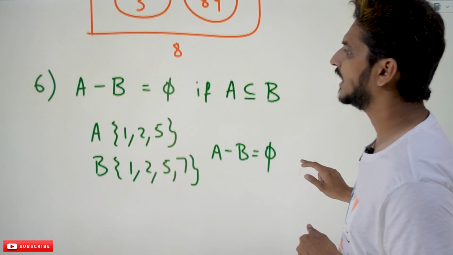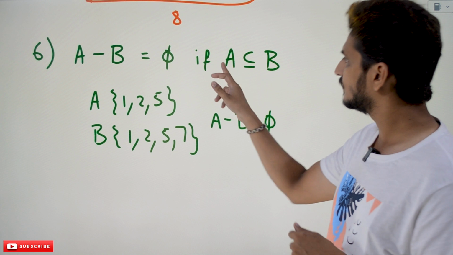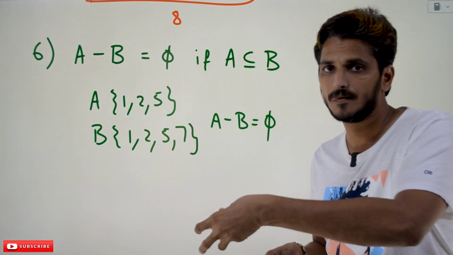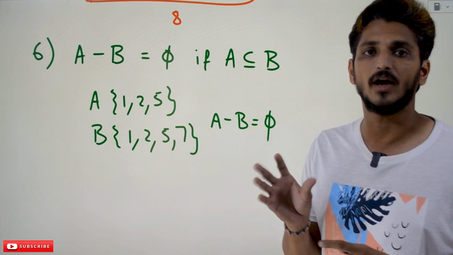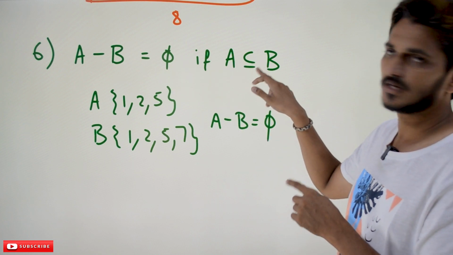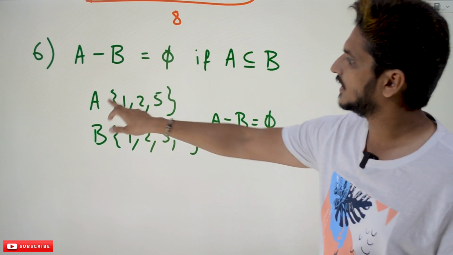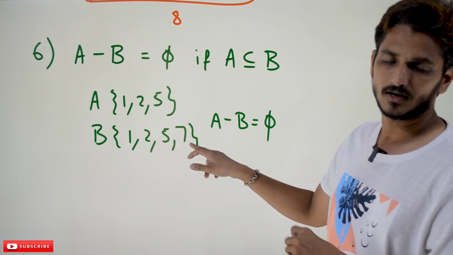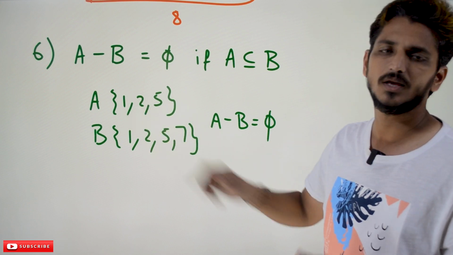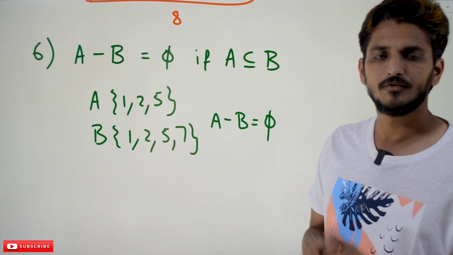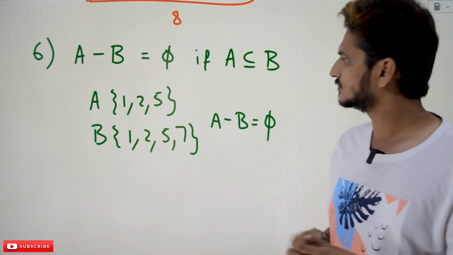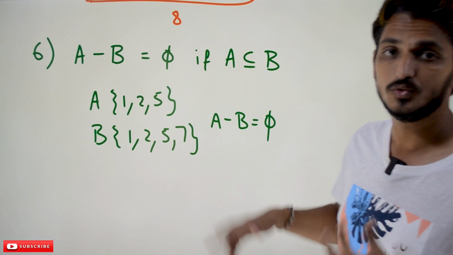Similarly, the last one: A minus B is equal to phi if A is a subset of B, meaning the complete A is inside B. A minus B equal to phi if A subset of B. See, A is 1 to 5, B is 1 to 5, 7. Remove the common elements in A. All the elements are common to B. If you remove all the elements from A, what remains? Nothing. So these are the properties which we are going to use in our coming classes.